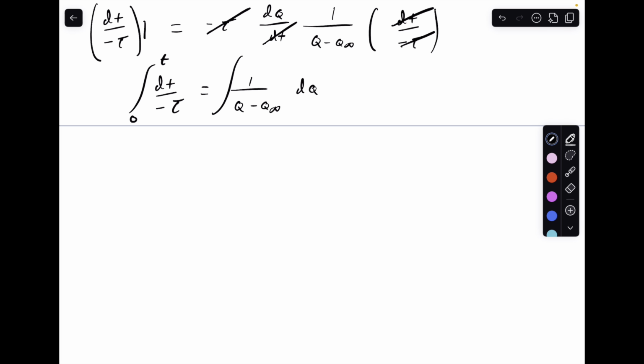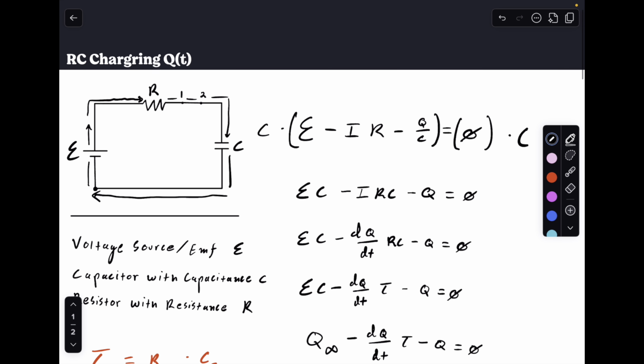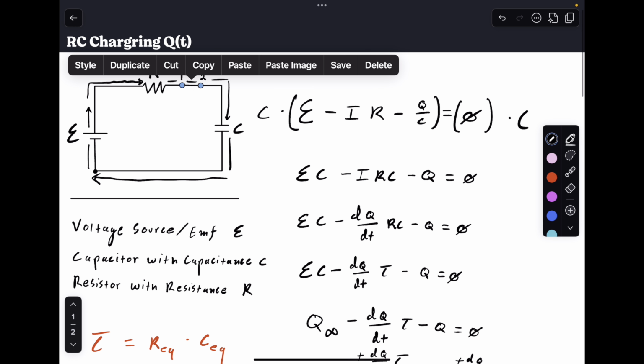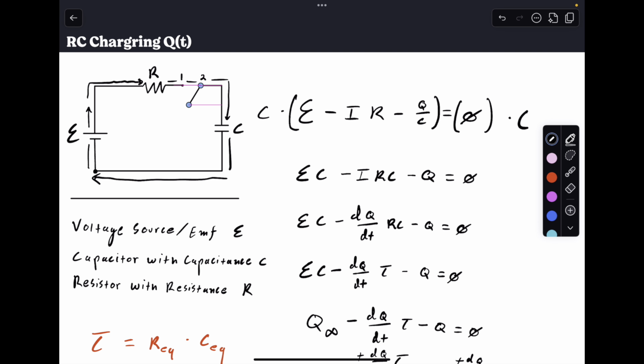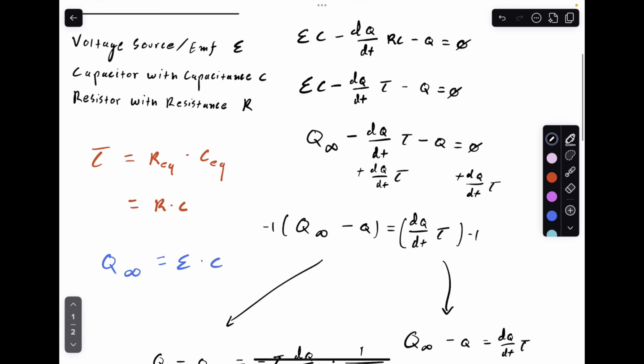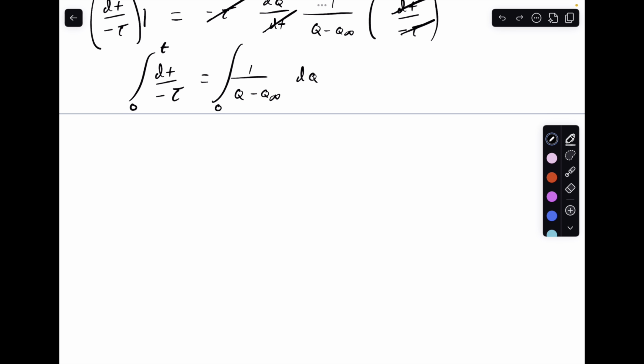And the charge, I know that the charge is going to start at 0, right? Because when this switch is unclosed, the charge has to be 0. And when I start my time, when I close the circuit, the charge will begin to accumulate on the capacitor. And at some time t, the charge will be q of t. So these are our limits of integration that we're going to use. And now we can just solve these like regular integrals, right?